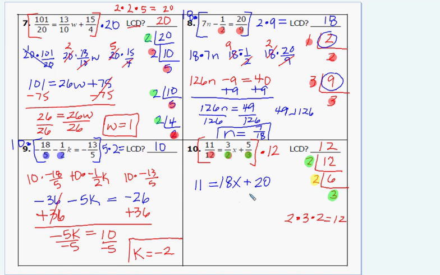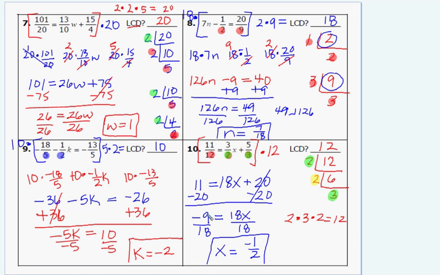Now we're solving to get the x by itself, so I'm going to start subtracting away my 20. I don't want it to be with the 18x. 11 minus 20 gives me negative 9, and this is equal to 18x. And when I divide both sides by 18, I get that x is equal to negative 1/2. Again, I know that negative 9 is not divisible by 18, but if I stick this in my calculator as a fraction, it simplifies it for me and leaves me with negative 1/2.